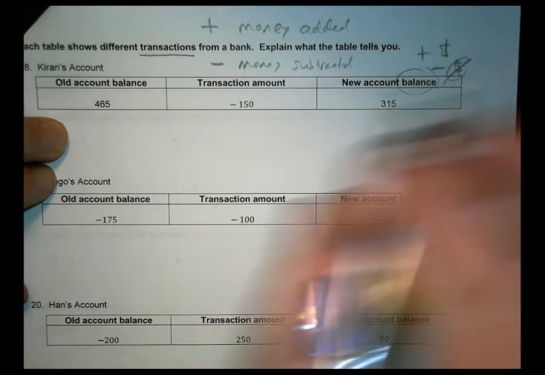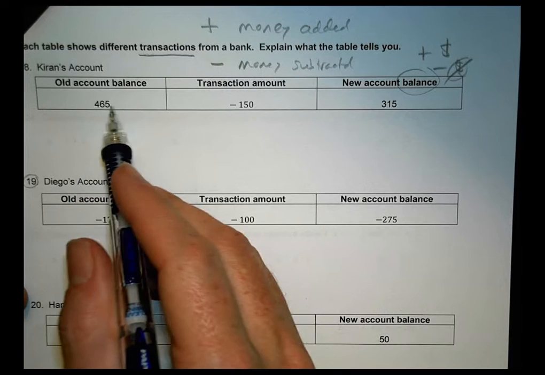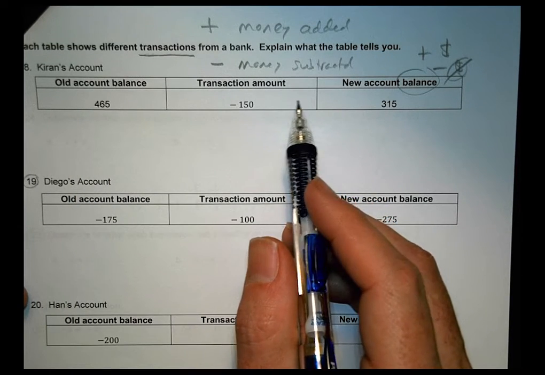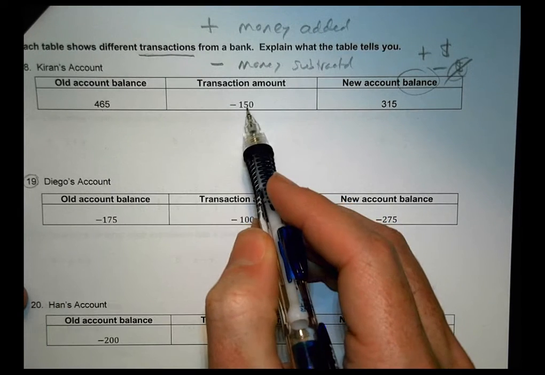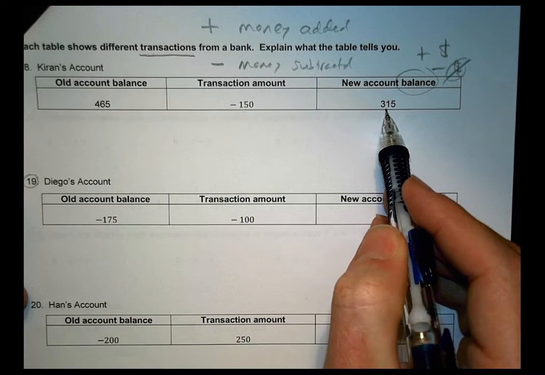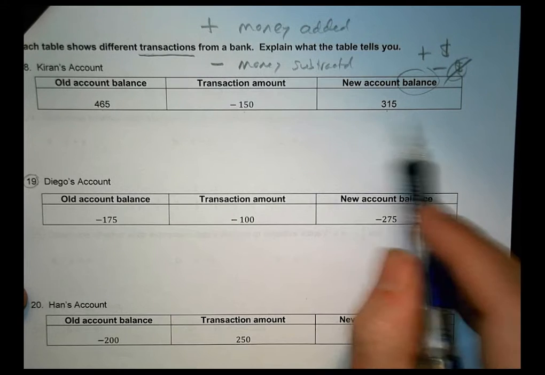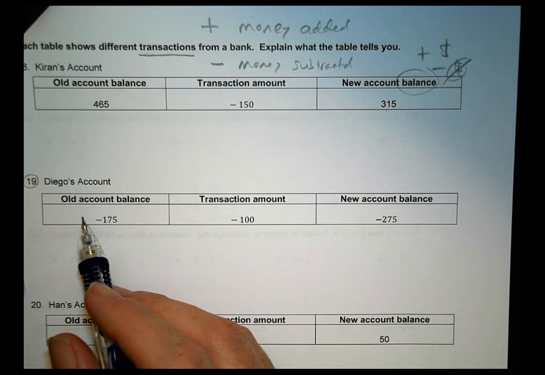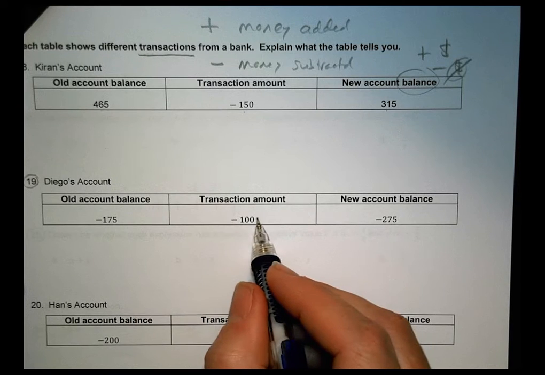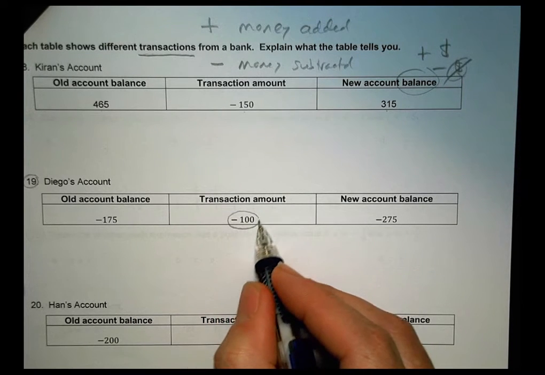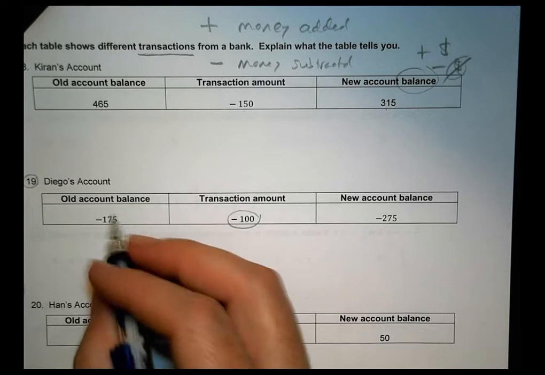All right, so looking at 18, you're going to see what happens here, and it wants you to explain what it's telling you. So you had 465, a transaction of that, and now you're there. So write in words what is happening here. I'm going to do 19 for you. Diego had negative 175. The transaction was negative 100. Now he has negative 275. So what are we seeing here?